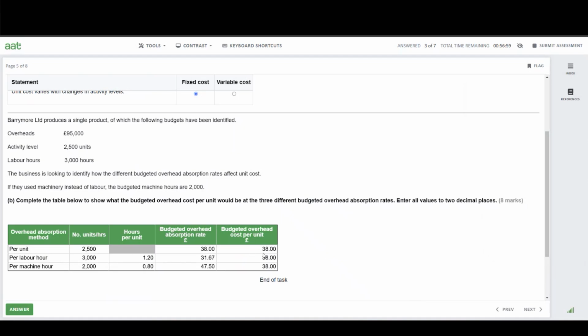It's the same overhead cost per unit here because there's only 1 product being produced. So all of the overheads will be absorbed into those products, regardless of the method of overhead absorption. That's not always going to be the same if a business produces more than 1 range of products. We've reached the end of the task, so we can move on.